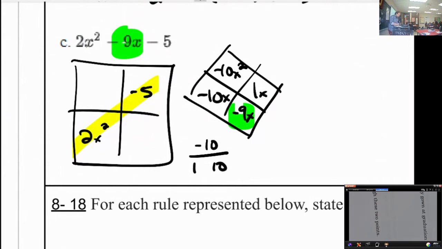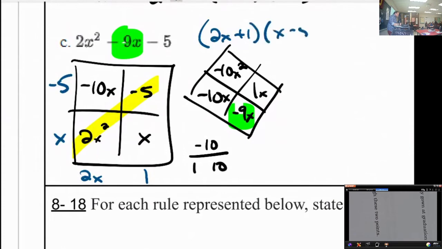Okay, negative 10x. I suspect one of these will not be possible. I'm just guessing. I haven't done this yet, so you're seeing right now my live struggle. 2x and 10x squared both divide by 2x. x and negative 5 don't have anything in common. 2x squared and x both divide by x. And negative 10x and negative 5 both divide by negative 5. And so I believe the factored version of this is 2x plus 1 times x minus 5.